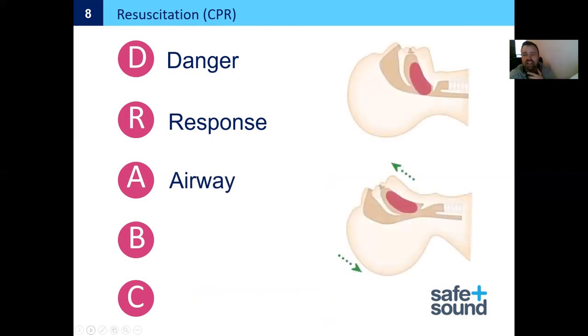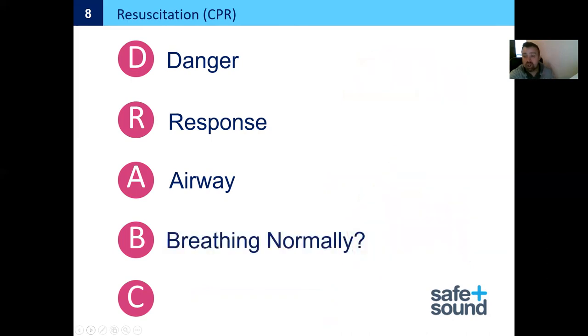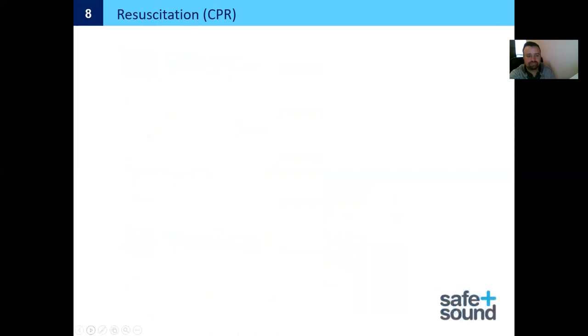So again, you can see here, tilting the head back extends the muscle in the neck, it moves the tongue forward, and it clears the airway. Breathing normally. If it's agonal breathing, that's not normal breathing. That's called agonal breathing. That doesn't count. And then circulation. So this is our primary survey.